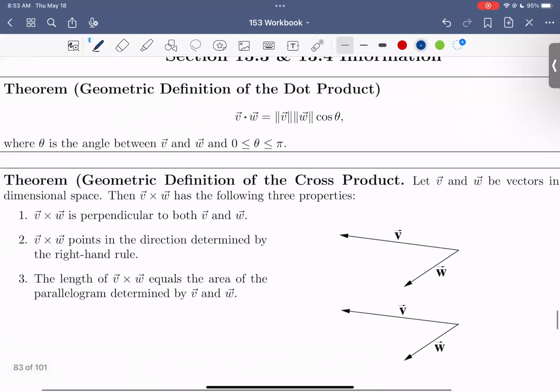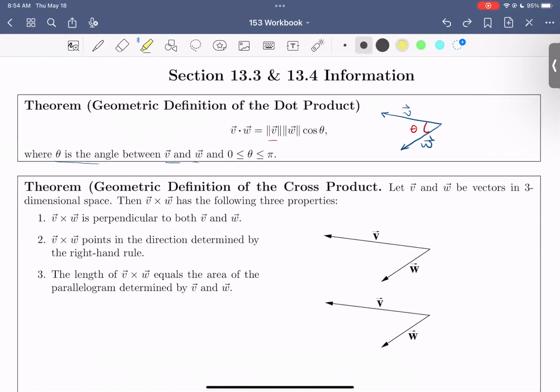Equivalently, the dot product is equal to the following formula: the length or norm of both v times w times the cosine of theta, where theta is the angle between v and w. If we want to draw a picture, this is v, this is w, and theta is the angle between v and w. So the dot product tells us information about both the lengths of our vectors and the angle between our vectors.